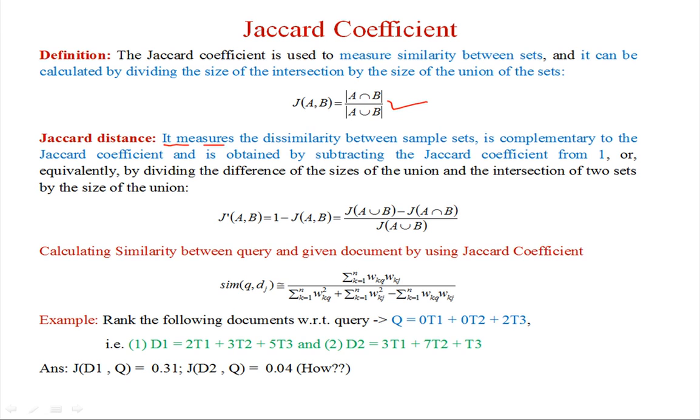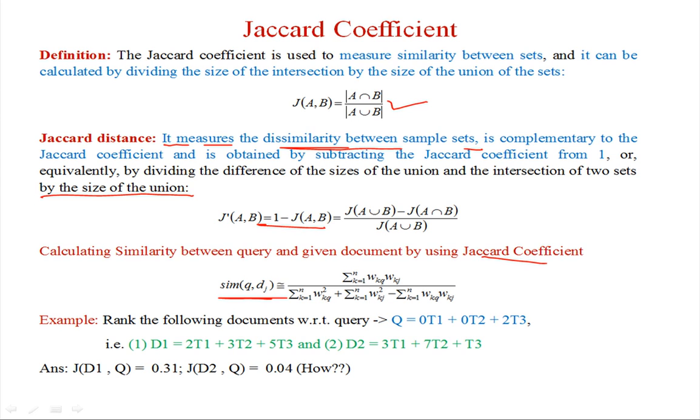Jaccard distance measures the dissimilarity between sample sets. It is complementary to the Jaccard coefficient and is obtained by subtracting the Jaccard coefficient from 1, or equivalently by dividing the difference of the size of the union and intersection of the two sets by the size of the union. Now, calculating the similarity between query and given documents by using the Jaccard coefficient is a simple formula. This will be clear from this example.